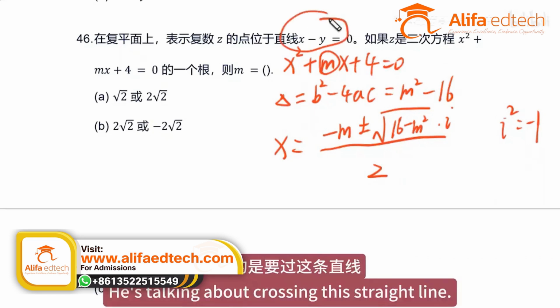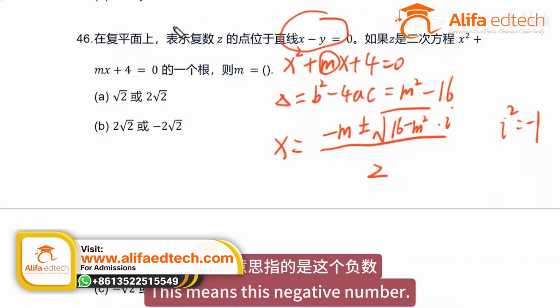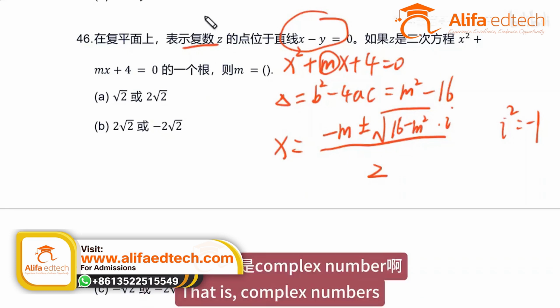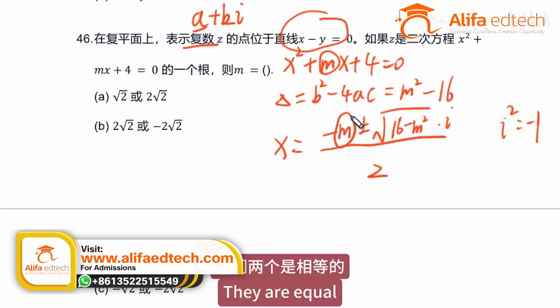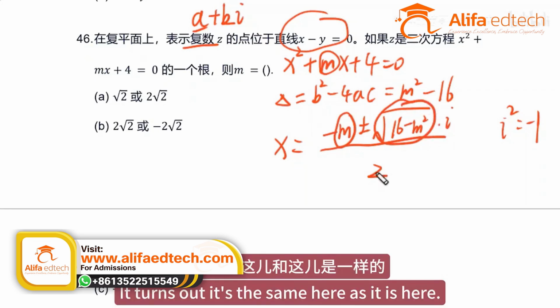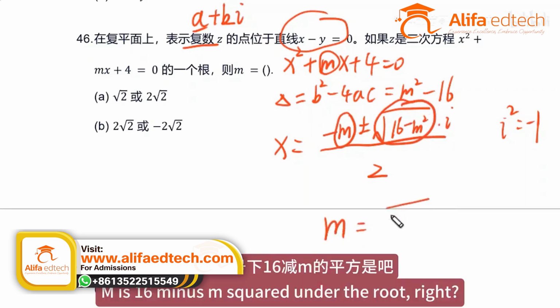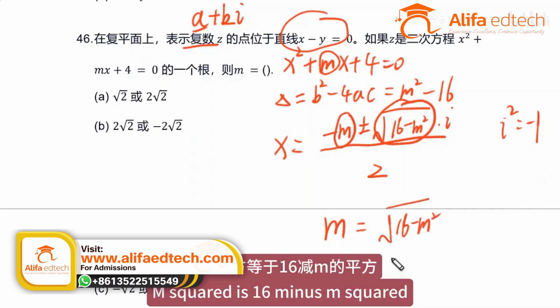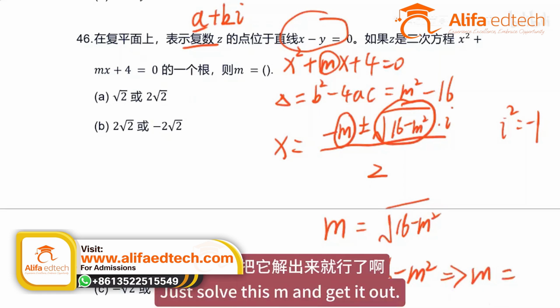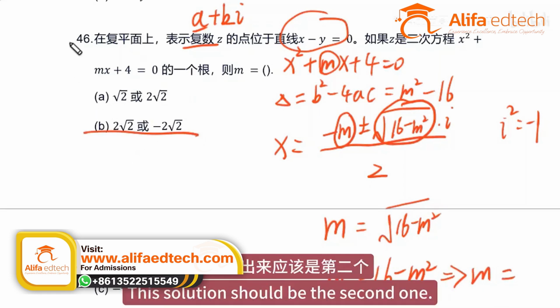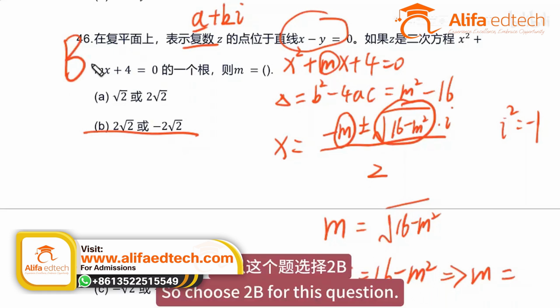Then here it says that it needs to pass through this straight line. What this means is that this complex number, like a plus bi, has a and b equal. The two of them are equal, which actually means this part and this part are the same. So m equals the square root of 16 minus m squared, right? So m squared equals 16 minus m squared. So here it is. We just need to solve for this m. The solution should be the second one. So for this question, choose 2b.